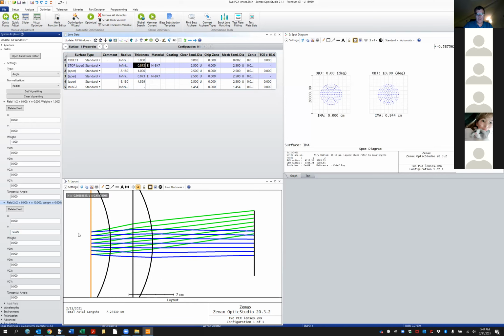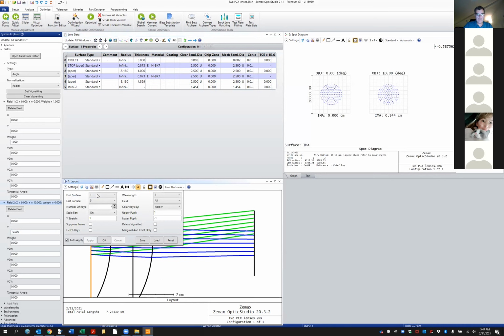So what do we have to do? Change the settings and layout. Sure. Yep.